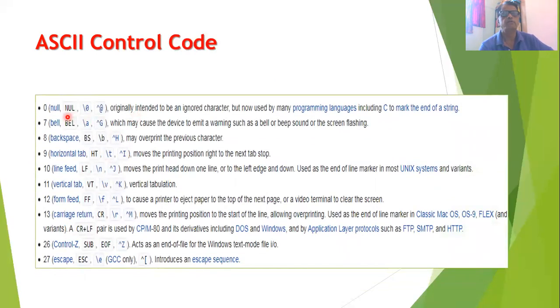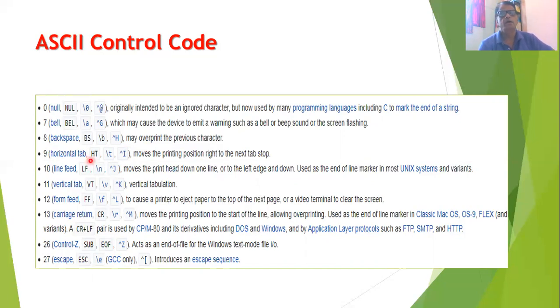See, 0 stands for null. You will find that in some programming languages, this null is used to mark the end of the string. Then code 7 is for bell. Whenever you want to ring a bell, like a warning bell or beep, this code is used. For the backspace, we use decimal 8, and it means we go to the previous character.